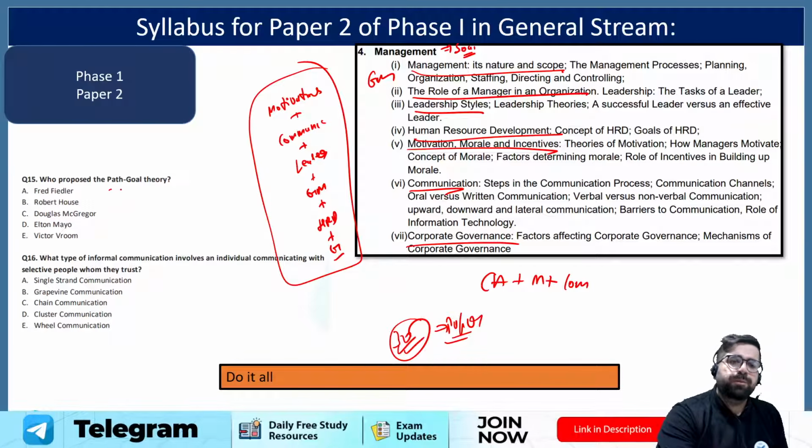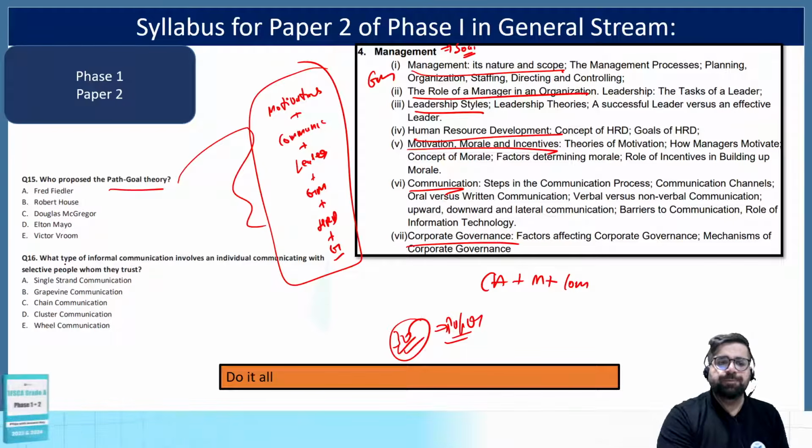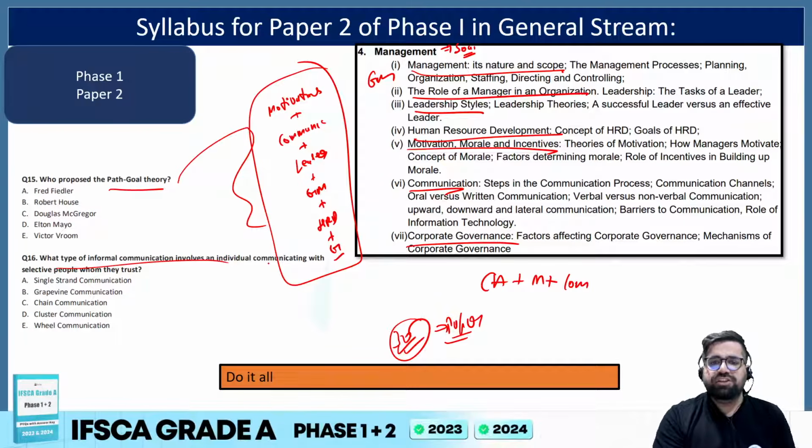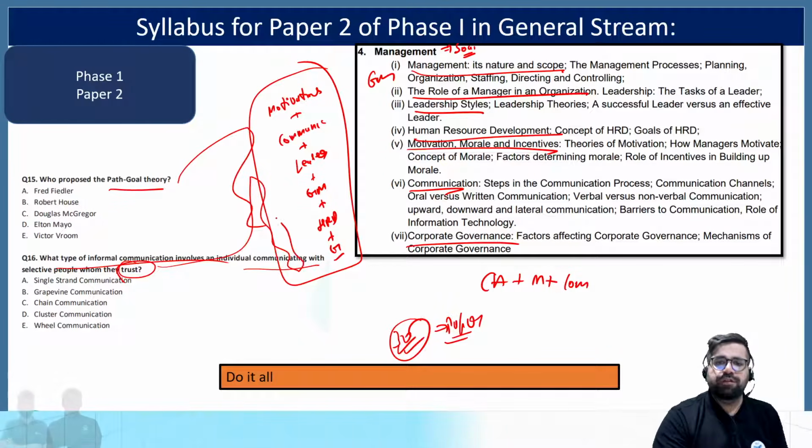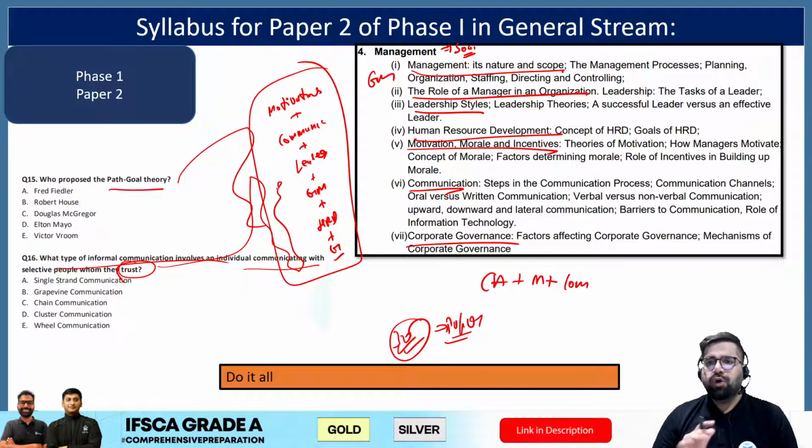Right? Who proposed path goal theory? This is a question taken directly from your motivation chapter. What type of informal communication happens when an individual communicates with selective people whom they trust? This is again taken from the chapter of communication. So all the concepts in management are quite doable.